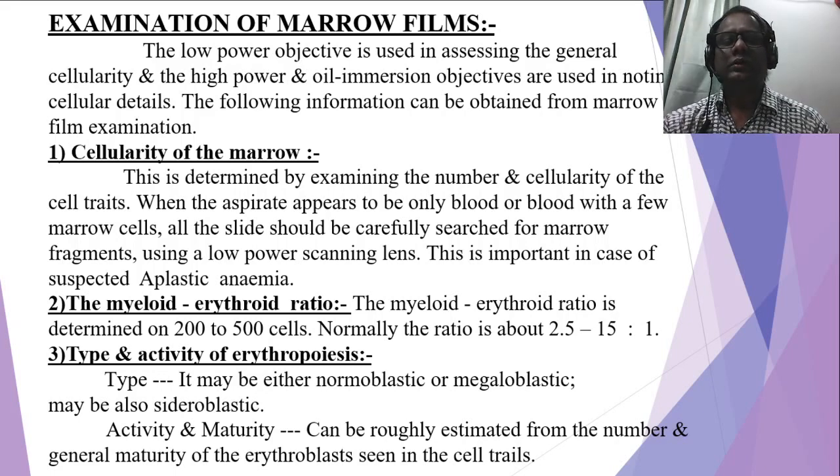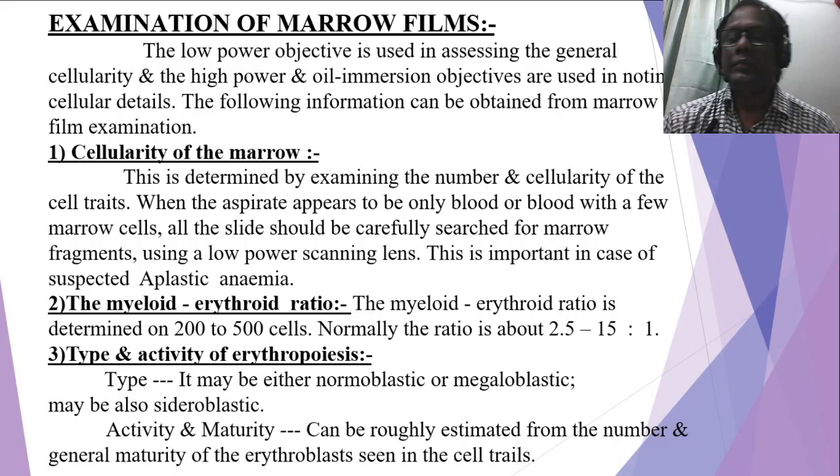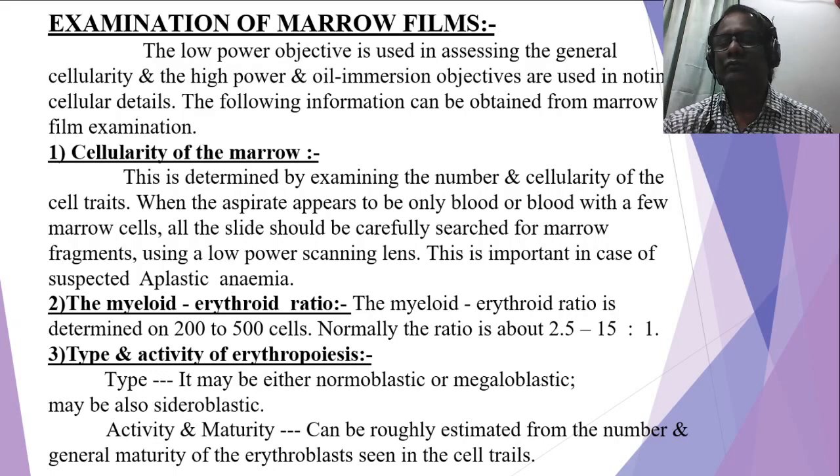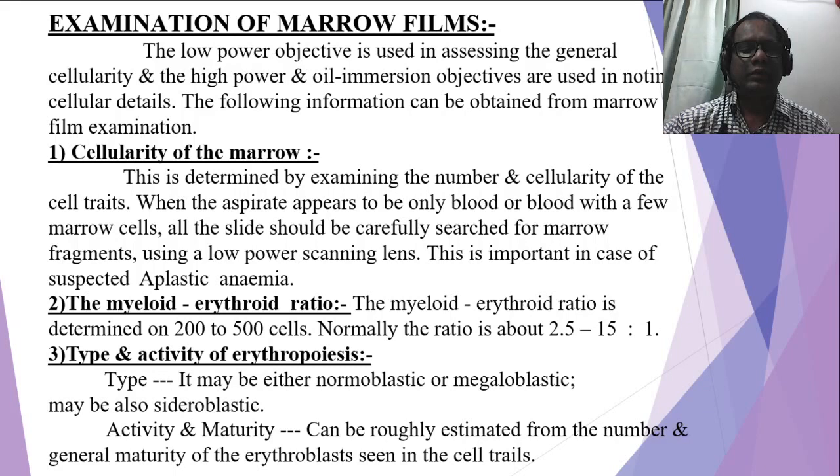The following information can be obtained from marrow film examination. First, cellularity of the marrow. This is determined by examining the number and cellularity of the cell trails. When the aspirate appears to be only blood or blood with a few marrow particles, all the slides should be carefully searched for marrow fragments using a low power scanning lens. This is important in case of suspected aplastic anemia. Number two, myeloid erythroid ratio. The ratio is determined on 200 to 500 cells. Normally, the ratio is 2.5 to 15 to 1.